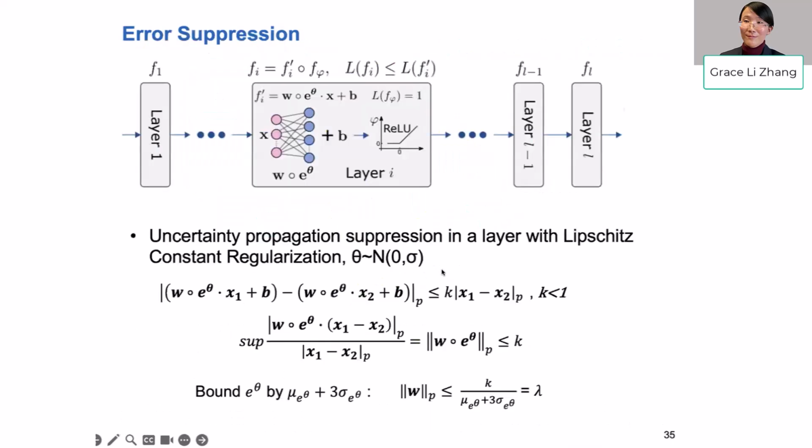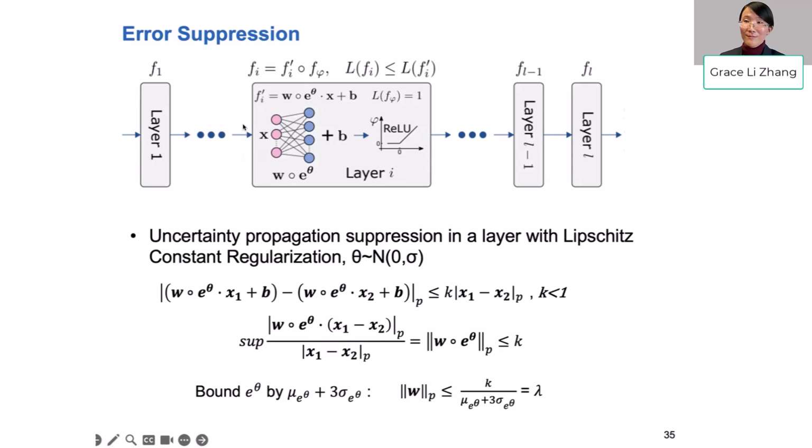Another technique we use to address the variation is called error suppression. As I mentioned, the error propagation across the deep layers of neural networks is amplified, but we want to suppress this error propagation across layers. So we take advantage of a mathematical methodology called Lipschitz constant regularization. The basic idea is, take a layer as an example, the weight matrix multiplication W times X. Because the weights have some variations, we multiply it with e^θ here.